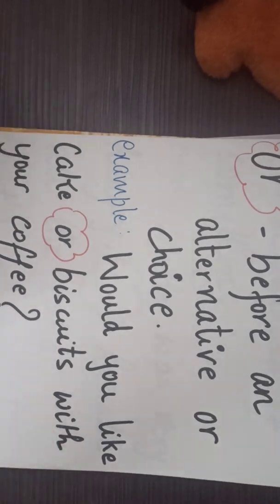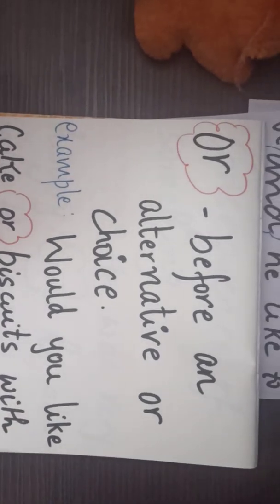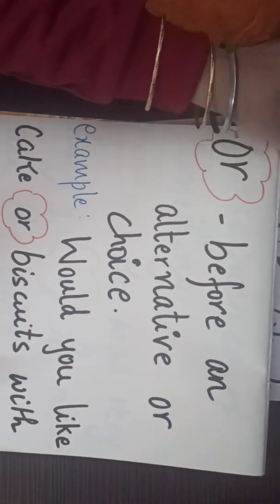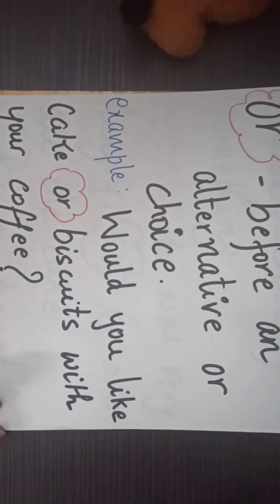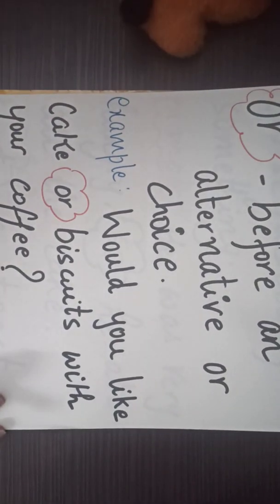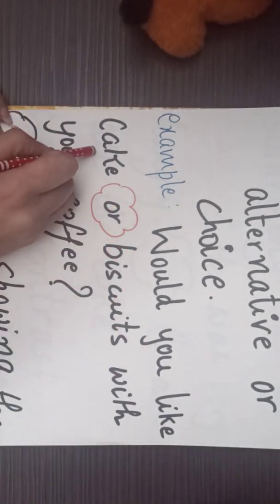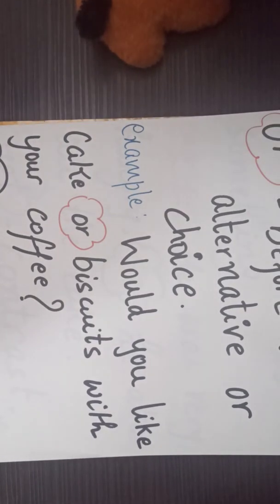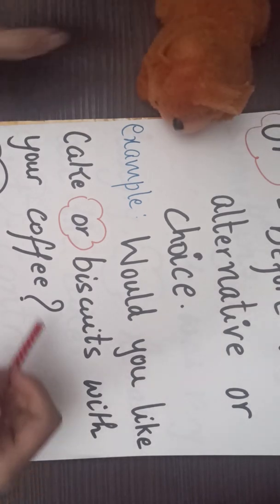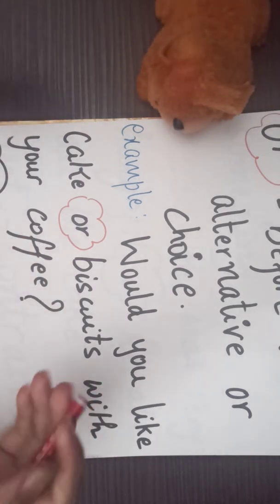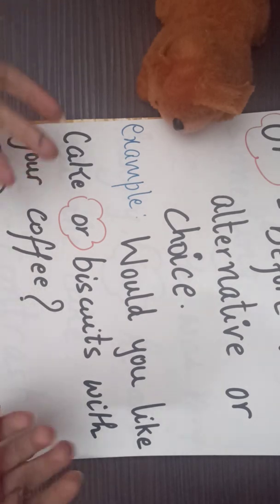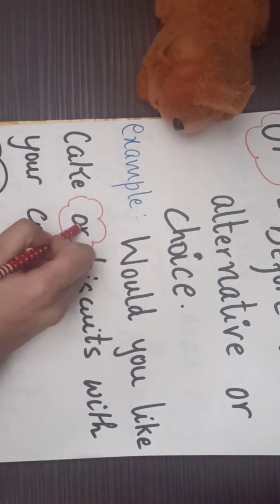Now the next conjunction which we are going to talk about is or. Now what does or say? Or gives us a choice. It gives us an alternative, right? Example. Would you like cake or biscuits with your coffee? So what would you prefer? I would like to have cake or biscuits. So or gives us an option.